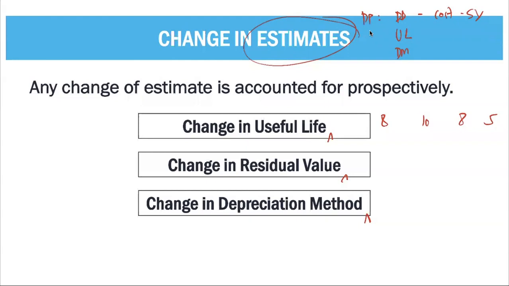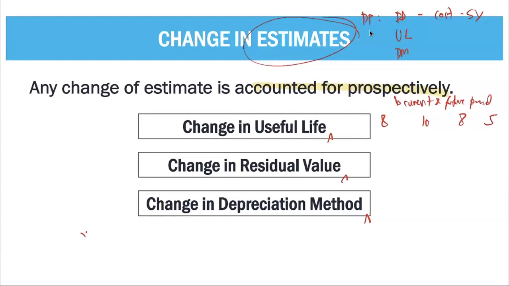So if there are changes in estimates in useful life, residual value, or depreciation method, they are accounted for prospectively. So when we say prospectively, current and future periods only. For example, year 1, year 2, year 3, year 4. So the period of change is beginning year 3.